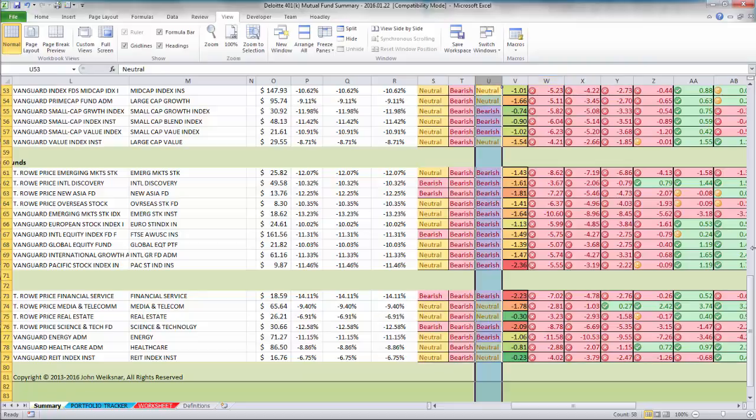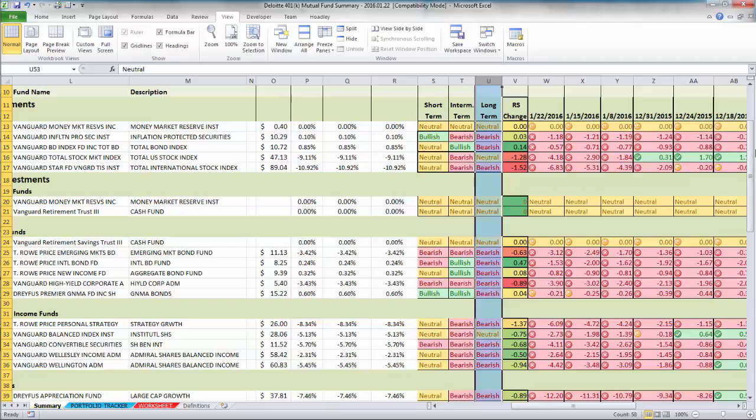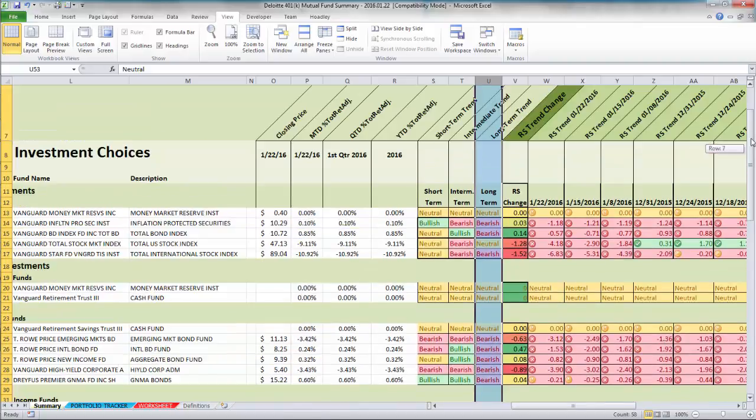Column U is the long-term trend. We like to look at that one. That's a very important column, and that should be turning yellow or green before putting new capital into the funds. So a good thing to look for in column U is a yellow or a green light. Generally, you'd like to see a green light showing relative strength on a week-over-week basis.